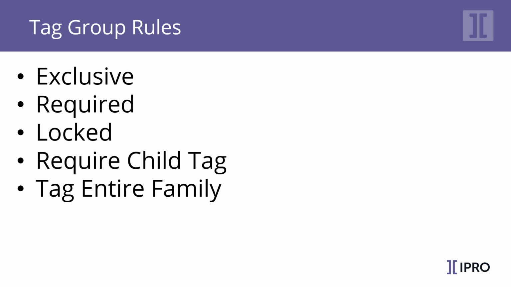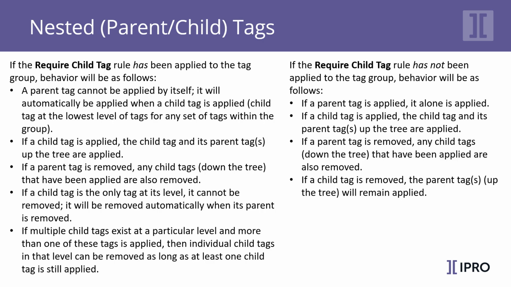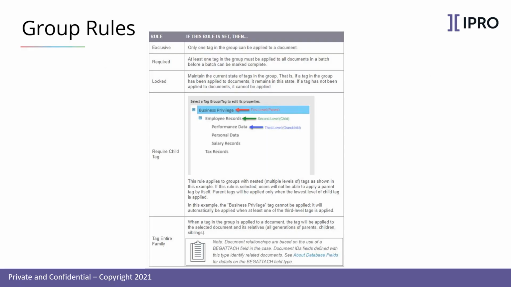The required child tag rule can be a little difficult to understand. Review the displayed scenarios to ensure you understand the nature of this selection. Please review the tag group rules chart for further information and examples.